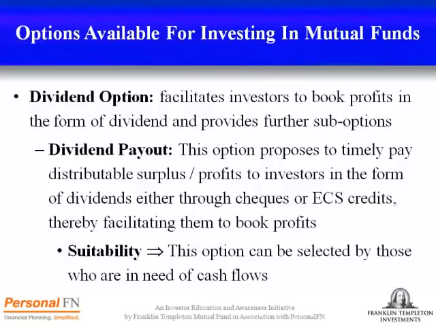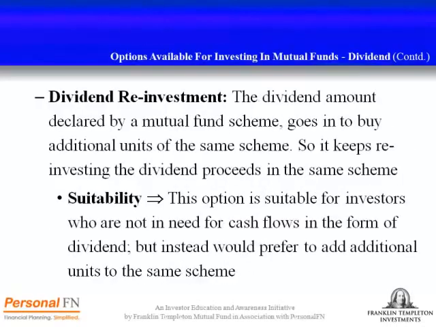Dividend payout option. This option proposes to timely pay distributable surplus or profits to investors in the form of dividends, either through checks or ECS credits, thereby facilitating them to book profits. This option can be selected by those who are in need of cash flows during the investment horizon and may not have a regular flow of income.